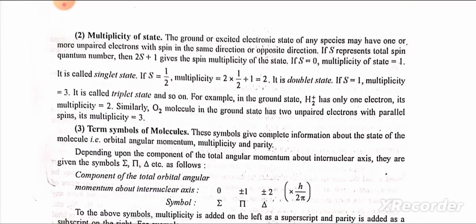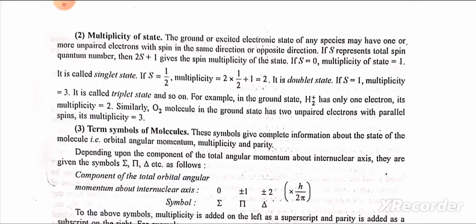If S is equal to 1 by 2, multiplicity is equal to 2. It is doublet state. If S is equal to 1, multiplicity is equal to 3, it is called triplet state, and so on. For example, in the ground state, H2 positive has only one electron, its multiplicity is equal to 2. Similarly, O2 molecule in the ground state has two unpaired electrons with parallel spins, its multiplicity is equal to 3.